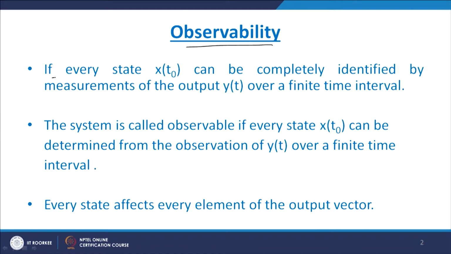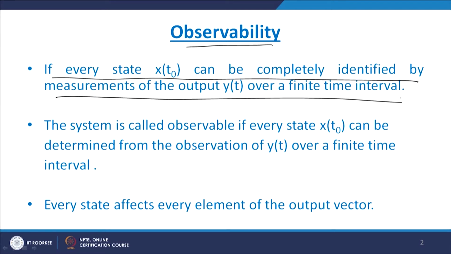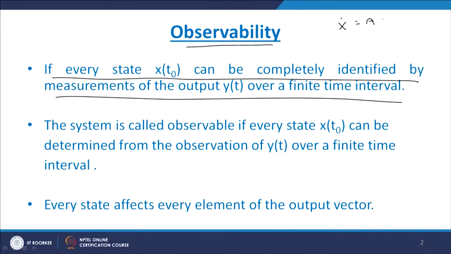Observability: every state x of t0 can be completely identified by measurement of output y(t) over a finite time interval. This part is concerned with the output, because if you see the state space model, x dot equals Ax plus Bu, y equals Cx. So the output y is also related to the state x. Therefore, every state can be completely identified by measurement of output y(t) over a finite time interval.